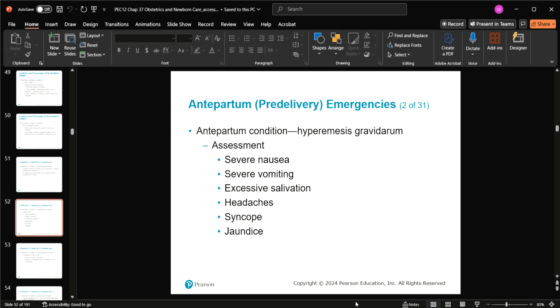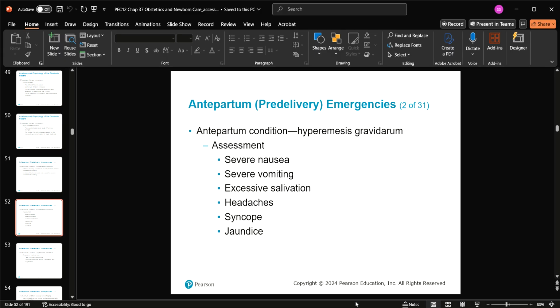Okay, so we're talking about this condition. Nausea, vomiting, excessive salivation, headaches, syncope, or jaundice. Why are these things occurring? They may be vomiting so much that they are becoming hypovolemic. Just like any other episode of hypovolemia, you're going to have to treat your patient because they can easily go into shock.